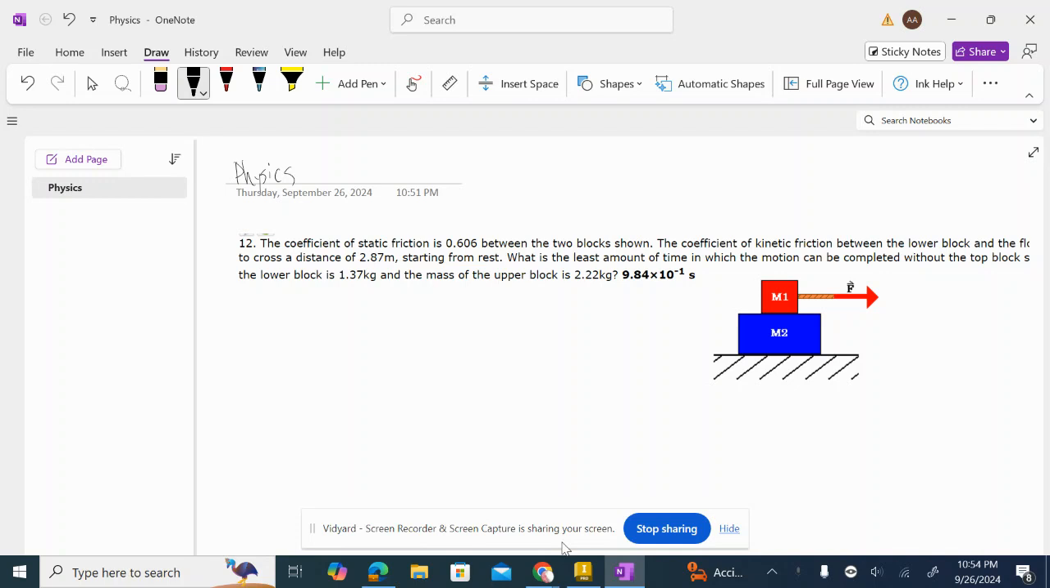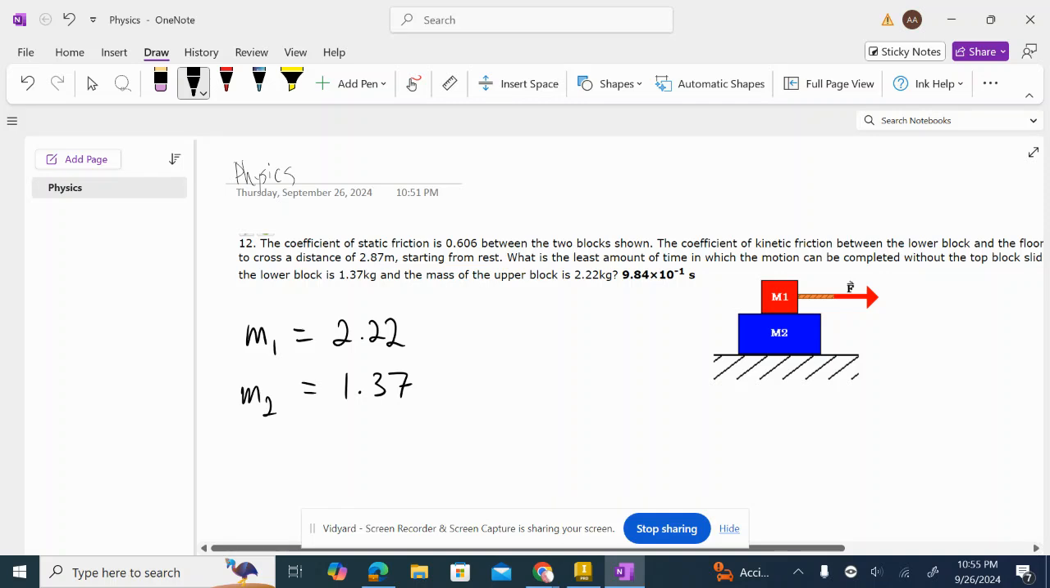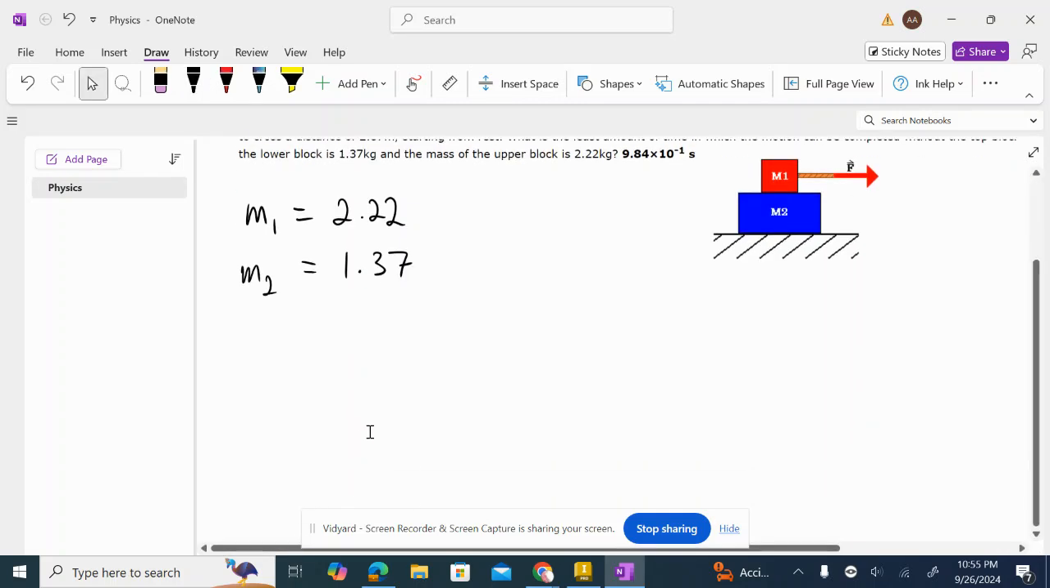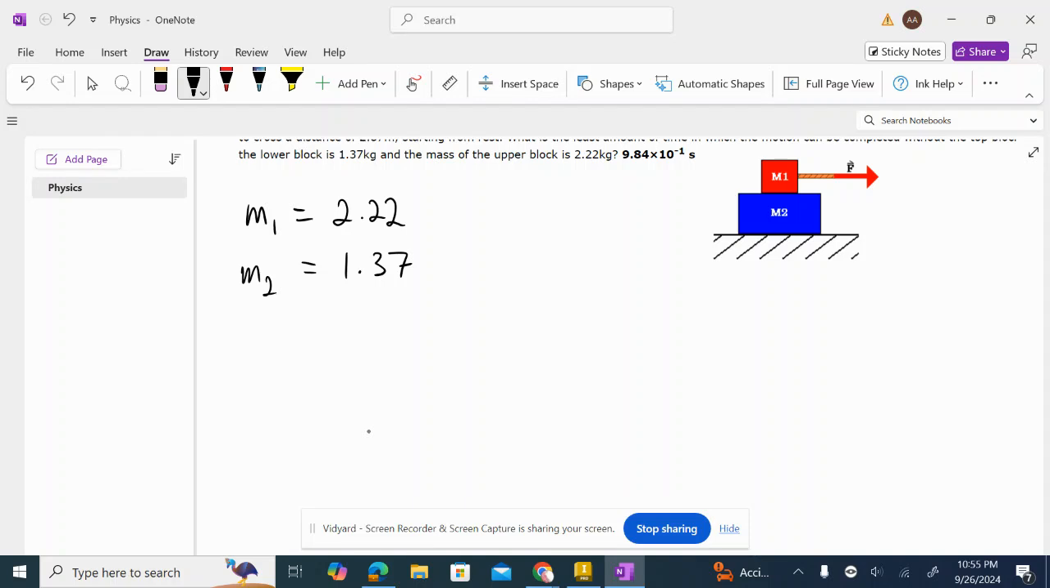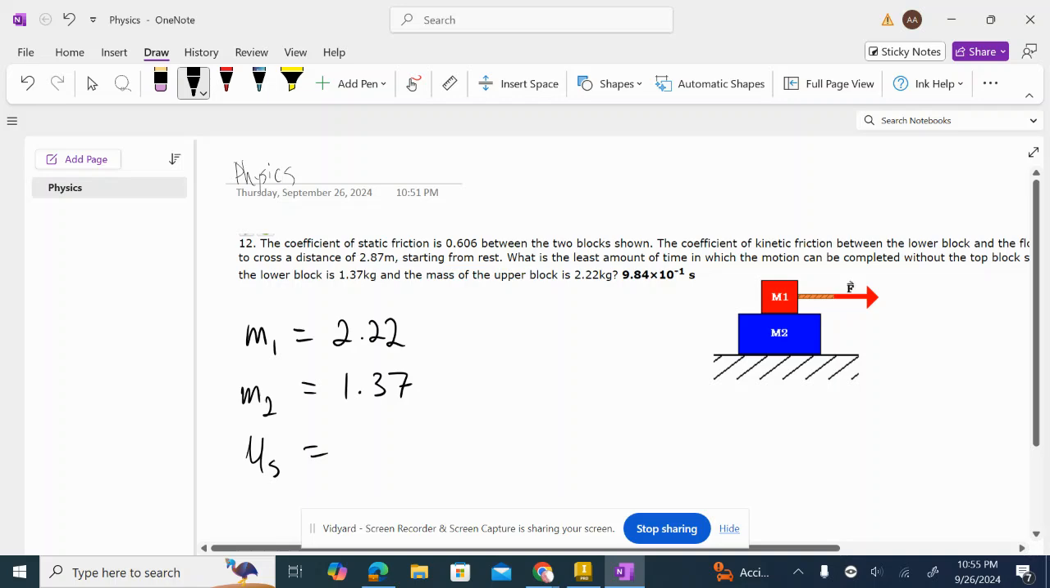So first thing, I'm gonna put M1, which is gonna be equal to the mass of this first box, which for me was 2.22 kilograms, and then we're gonna do M2. I am skipping all of the units, but that's just because we're adding and multiplying, and it doesn't really matter as long as we know what the final unit is. And then I'm gonna do mu s, and this is gonna be the friction between the two blocks. Okay, that is the first value that they give you right there.